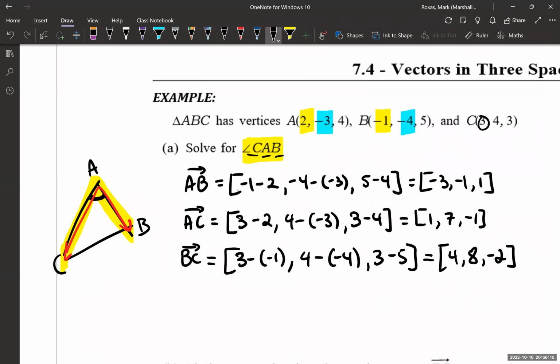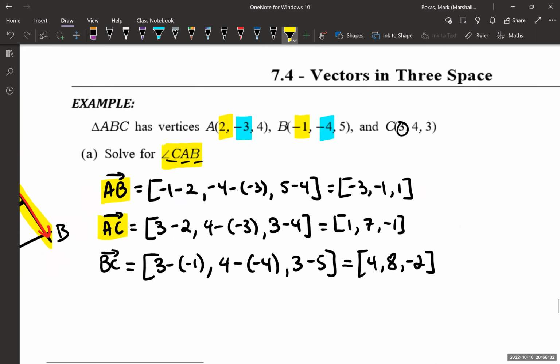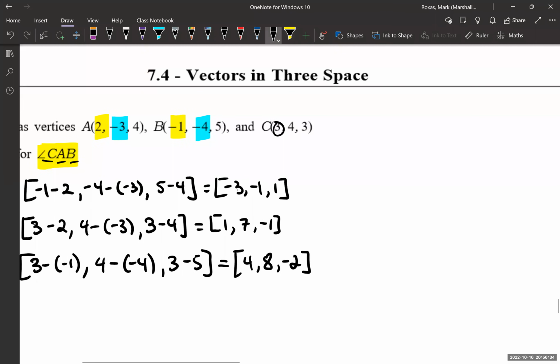Now, all we need is just these two vectors, AB and AC, for the first part of the question, because I want to find the angle between those two vectors. And remember, that's what the dot product is. The dot product takes two vectors and you get the angle between them, and you can find that scalar product. So let's write out the dot product here.